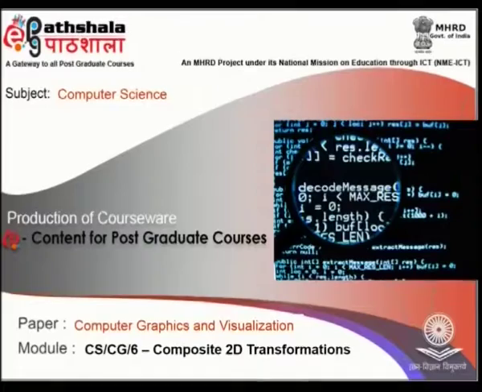So, today let us recollect what we have already learned in this subject. In the last session we talked about transformations, the basic transformations: translation, rotation and scaling. Let us continue the lecture series with today's session on composite 2D transformations.